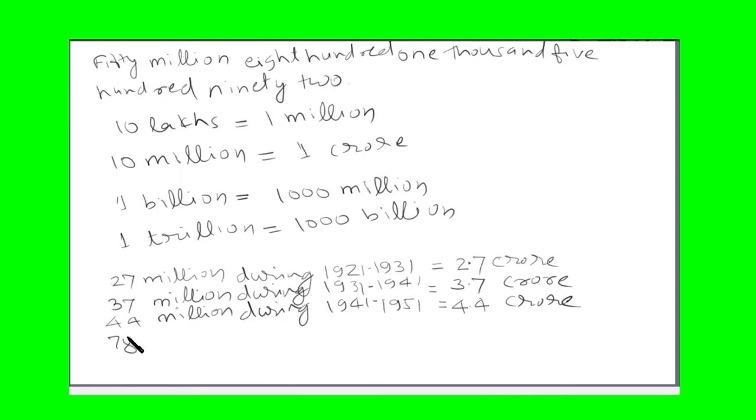Seventy-eight million during 1951 to 1961. This is equivalent to 7 crore 80 lakh or 7.8 crore.